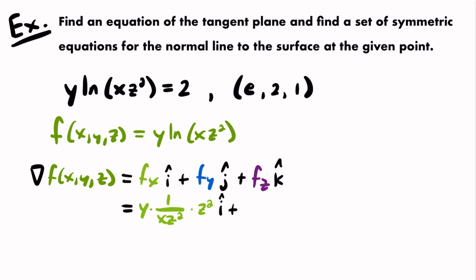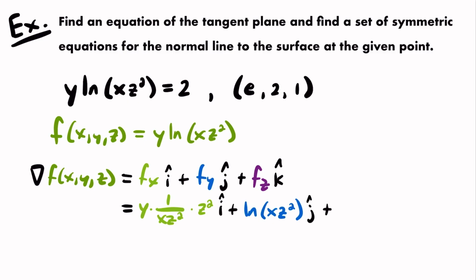All right, then for fy, we need to take a partial with respect to y, and the only y in this function is right here. It's not inside the natural log function, so with respect to y, we just need to take the derivative of y to the first power, which would be equal to its coefficient, which is 1, times this expression. So we get the natural log of x times z squared times j.